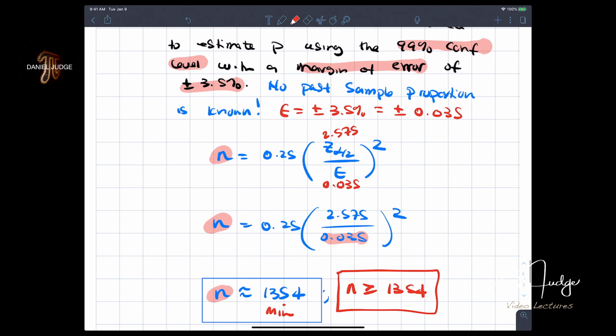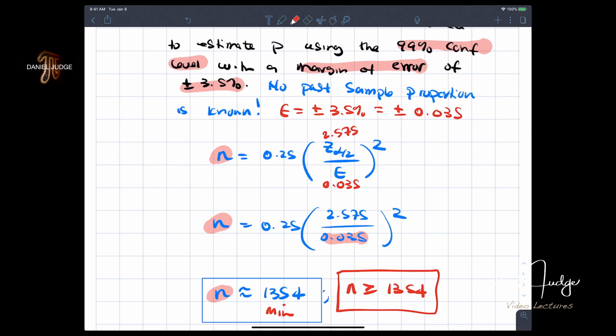This is what you guys do. So you're estimating sample size, ladies and gentlemen. Those are questions you're going to see on your test and final. And that actually really concludes our lecture on estimation.